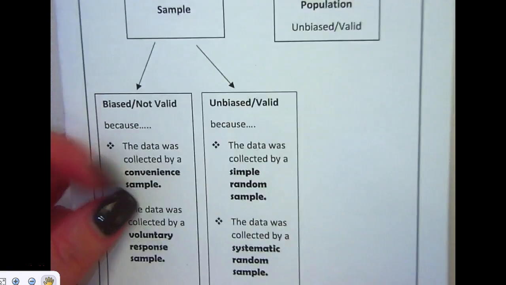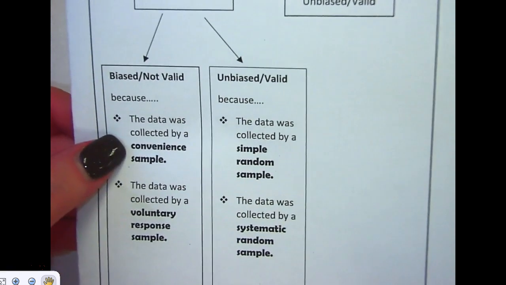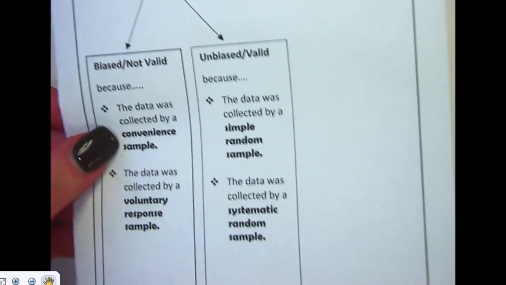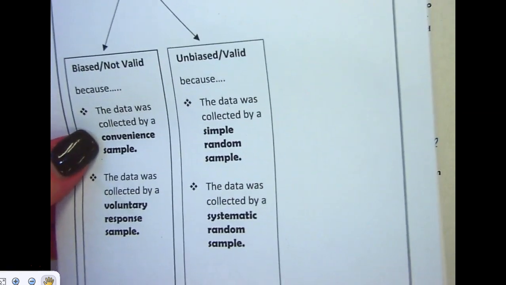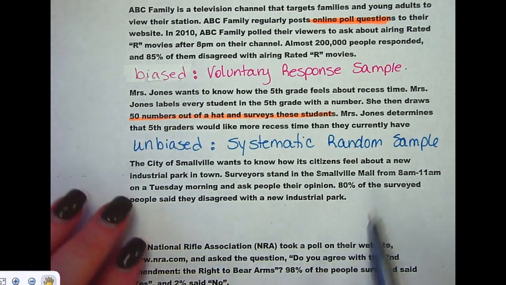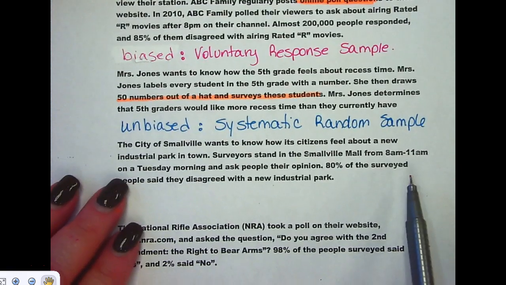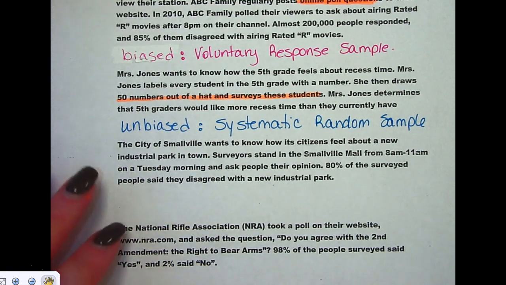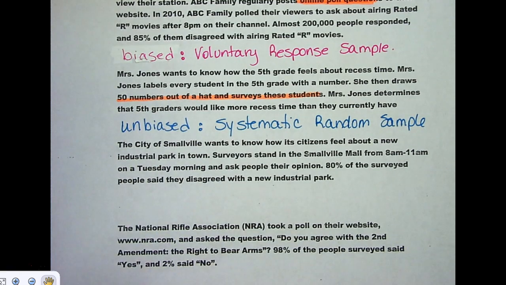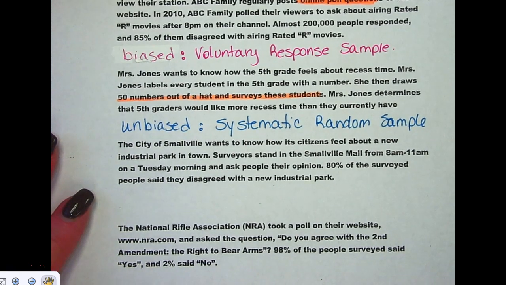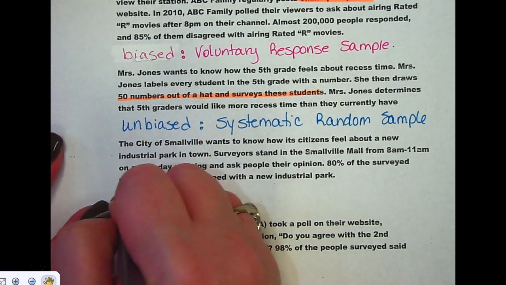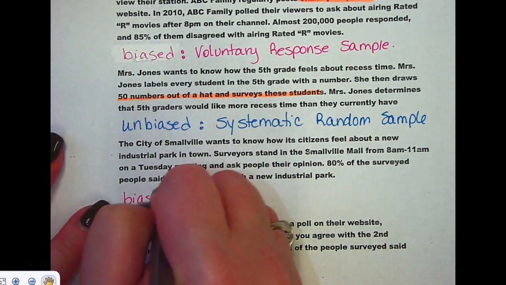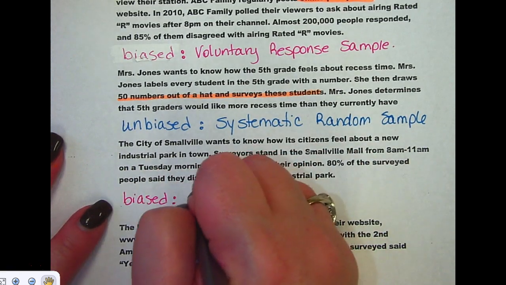I think it's going to be biased because I think it was a convenient sample. They went to one place on a Tuesday morning for 3 hours. And if you can talk to people at the mall from 8 a.m. to 11 a.m., they are not the people that are looking for a new industrial park. Those are probably retired people or stay-at-home moms. Neither one of them want a new industrial park. You probably are going to need to talk to people that need a job or want to work or have a business they want to open. So it is biased because it was a convenient sample.